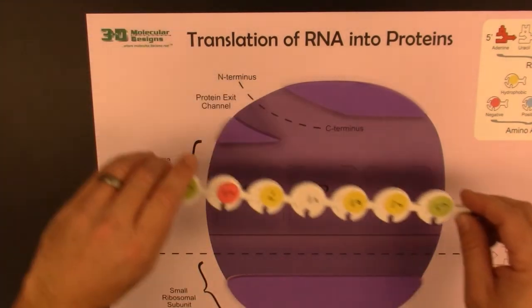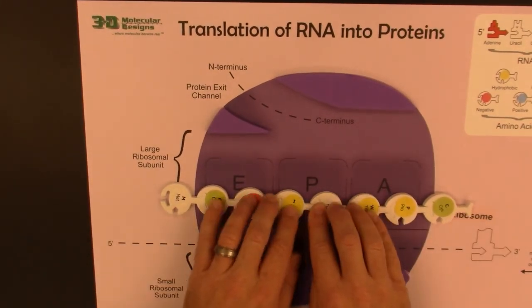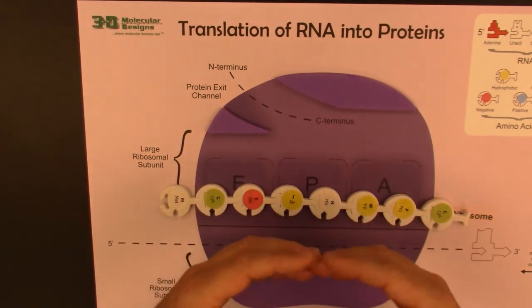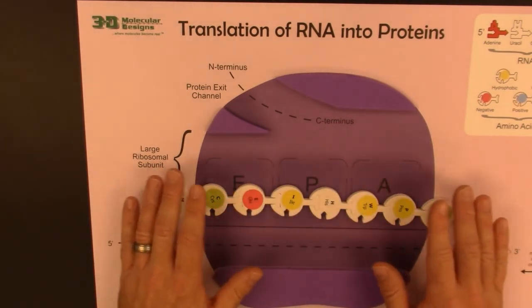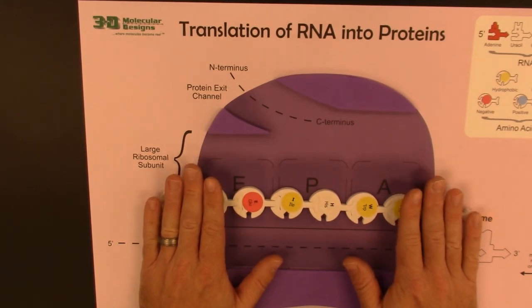Now we have ourselves a polypeptide chain. Now this polypeptide chain can then be formed into a three-dimensional shape, and that shape will help determine its function as a protein. Shape determines its function as a protein.